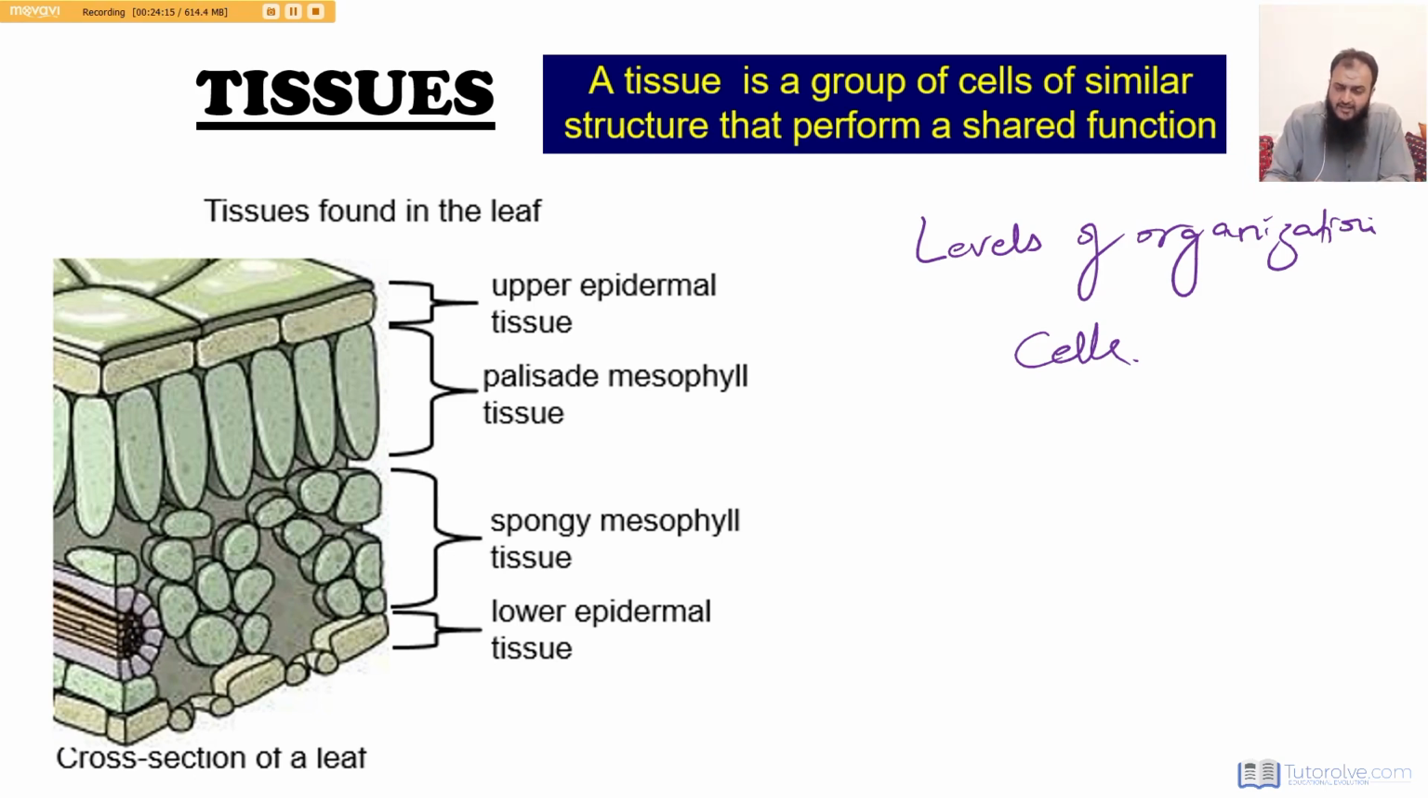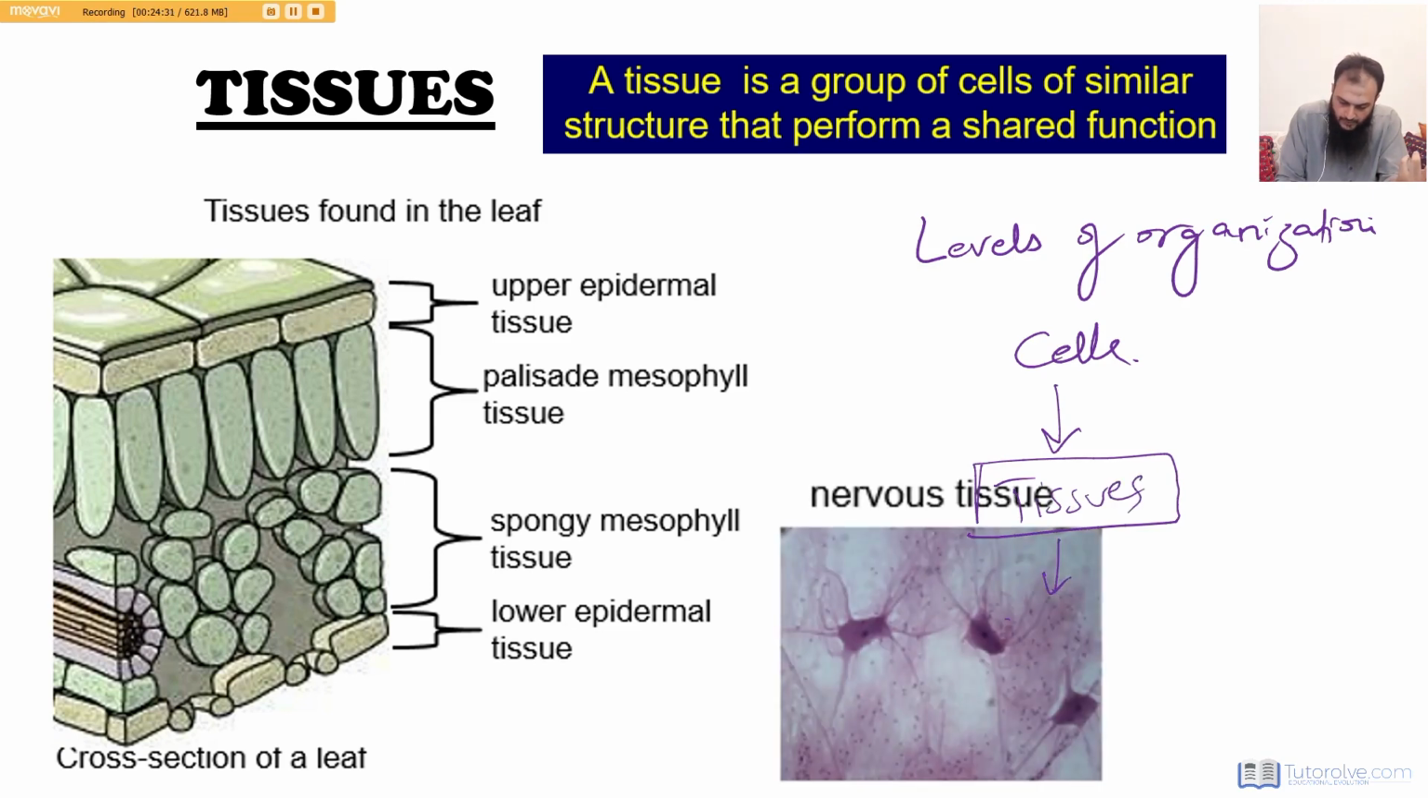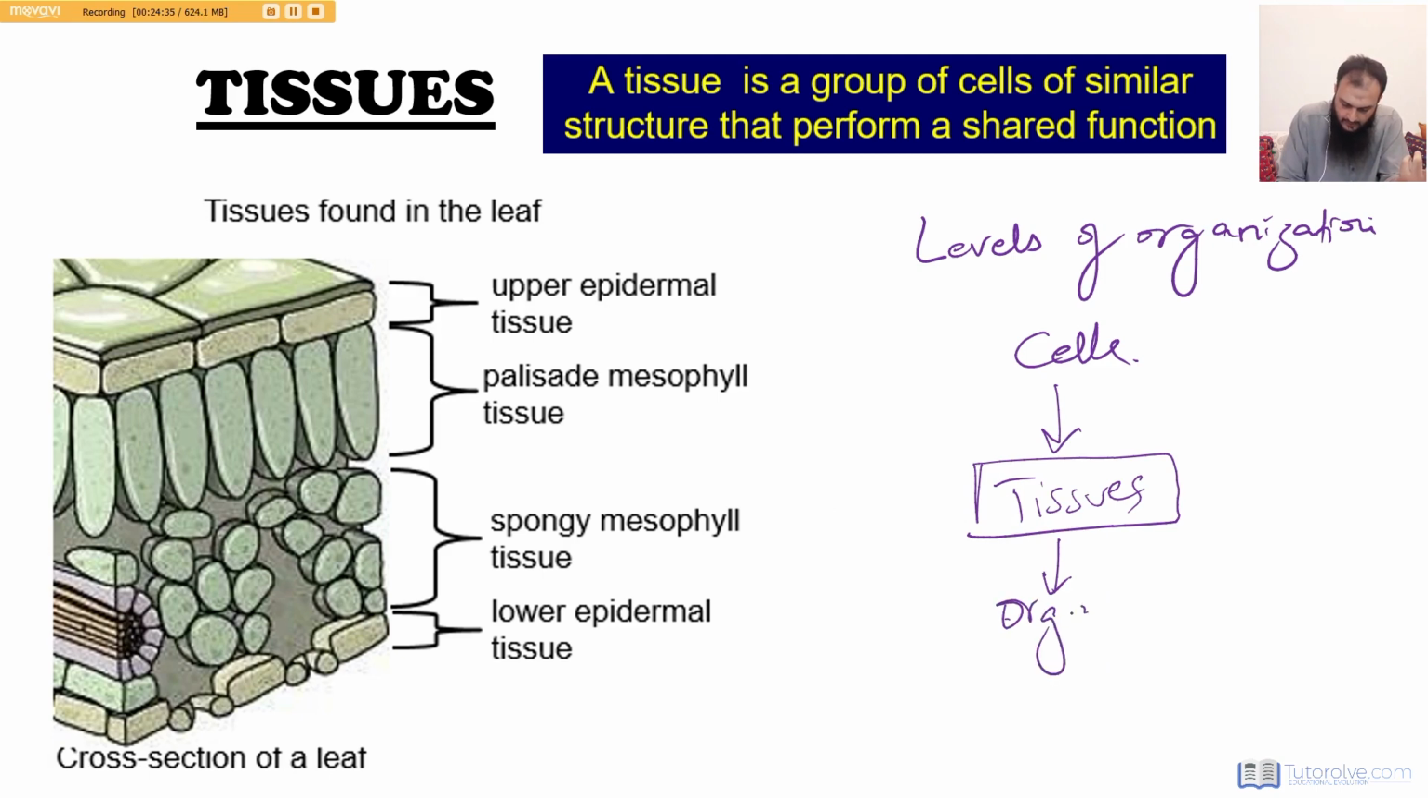Now, cells, they're not there in isolation. They work together. Okay, so most of the cells combine to form something that we'll talk about, and that's tissues. And then tissues combine to form organs, and then you have the organ system, which I'll allude to in a moment.